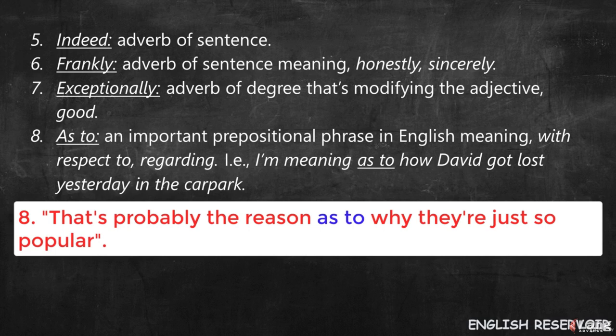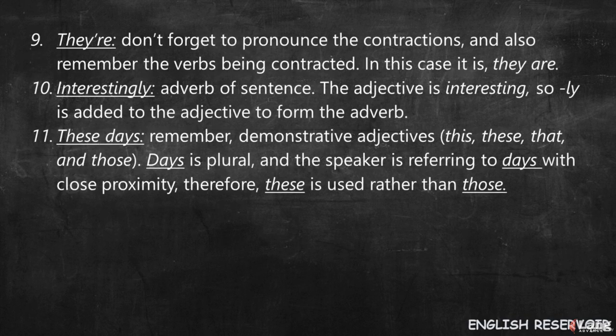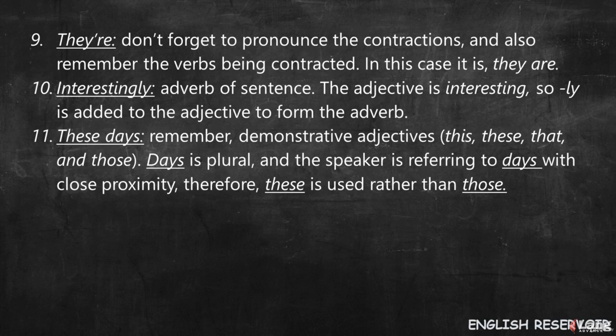8. As to. An important prepositional phrase in English, meaning with respect to or regarding, i.e., I'm meaning as to how David got lost yesterday in the car park. 9. They're. Don't forget to pronounce the contractions. And also remember, the verb is being contracted. In this case, it is they are.